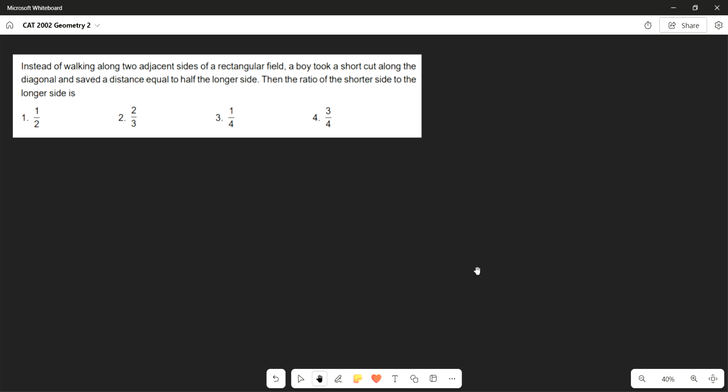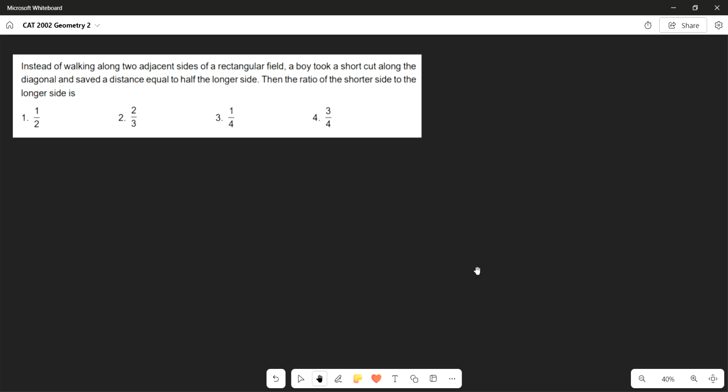Today we will be solving a couple of questions from the topic geometry, and these two questions are a part of the PYQ. Basically they came in CAT 2002. So let's begin with the first question.